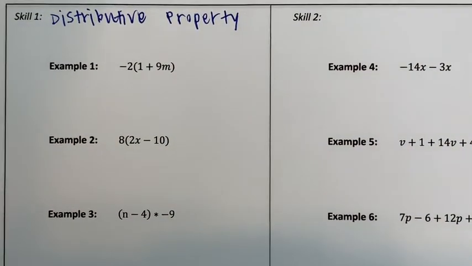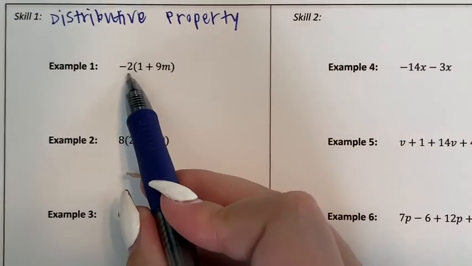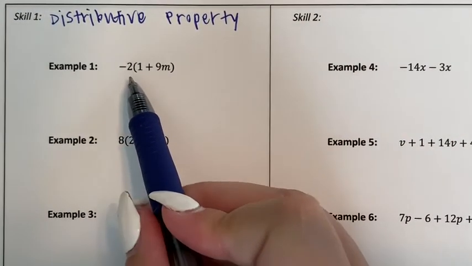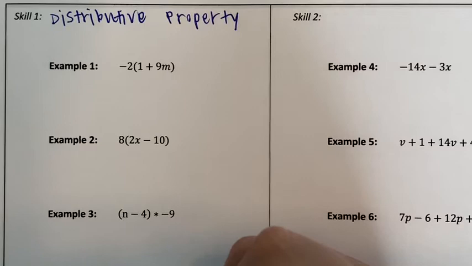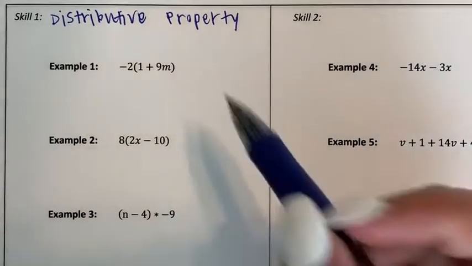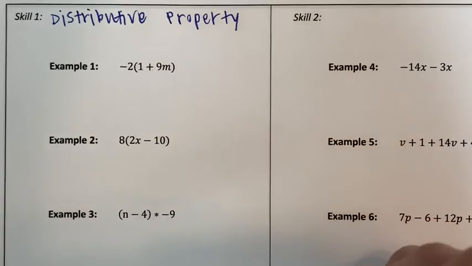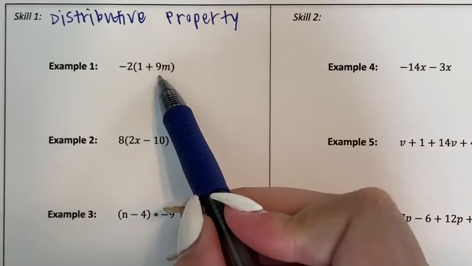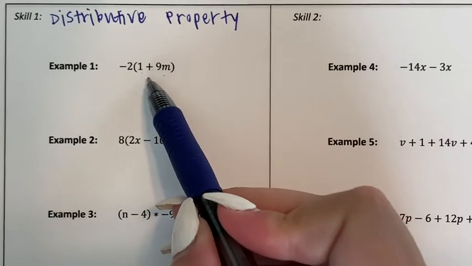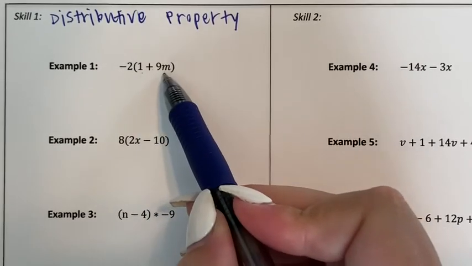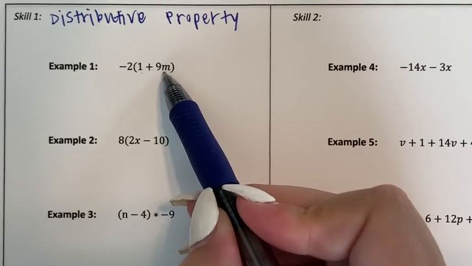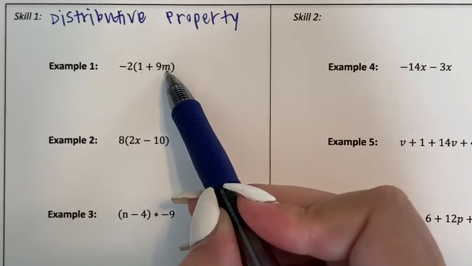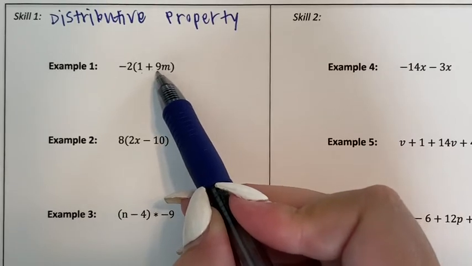And what this tells us, if we look at example 1, is if we have -2 times these parentheses, we have to multiply -2 by both parts, or both terms. So a refresher, what is a term? Terms are separated by plus and minus signs. So in the first example, inside parentheses, we have 2 terms. 1 is a constant term. 9m is a variable term. Again, variables are letters like X, Y, A, B, P, etc. And here, this is one term, 9 right next to the variable m. So this is a variable term.